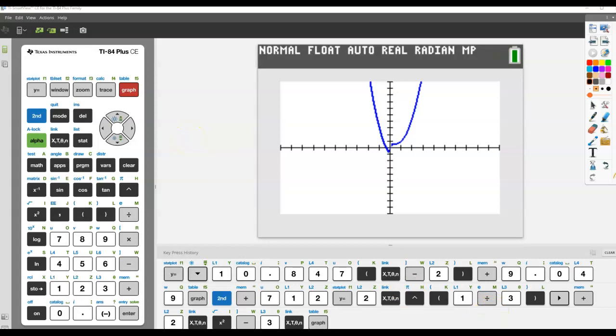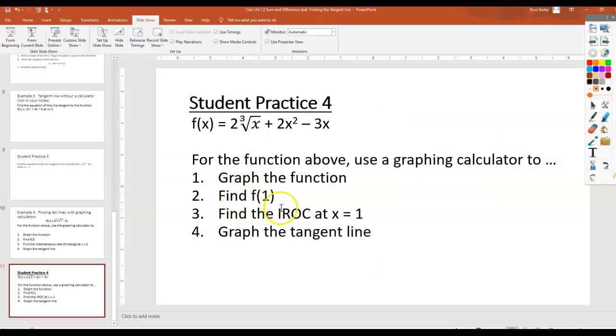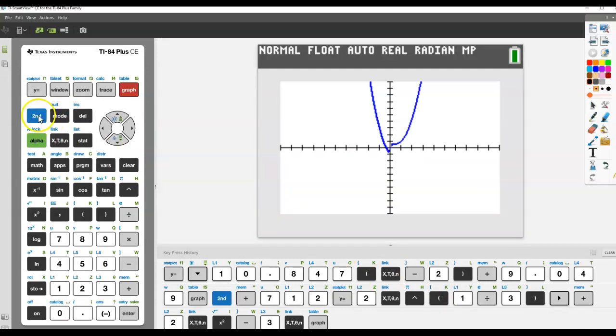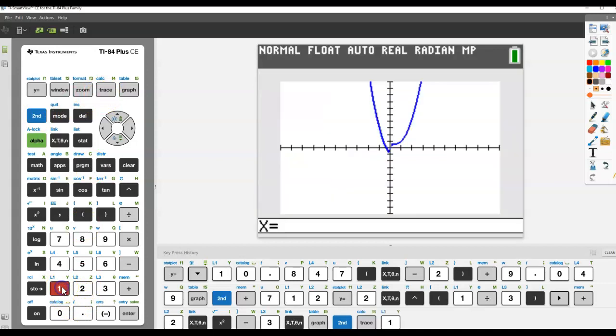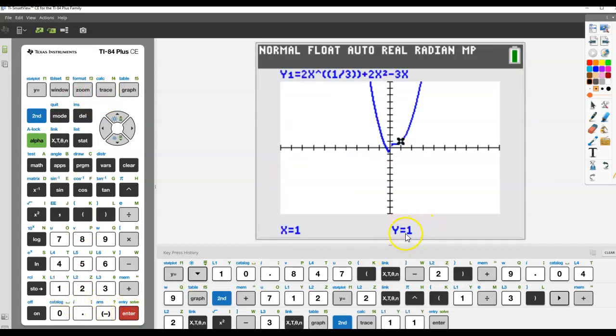All right, so that's step 1, graphing the function. Now they want us to find f of 1, which is our y value. So we're going to push second, trace, value, enter 1 for x, and my y value is 1. So that's nice and convenient. My x value is 1, that's what I'm plugging in, and by plugging that in, I got y equals 1.